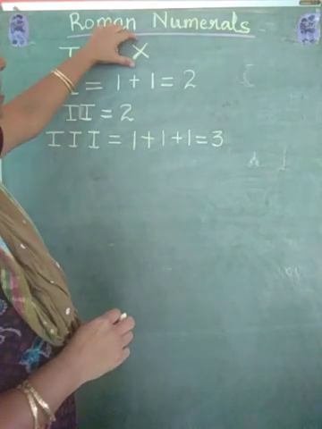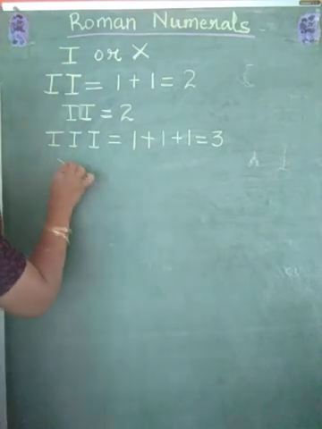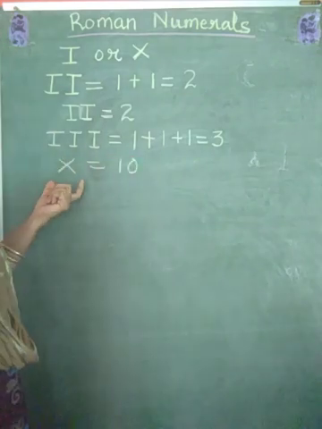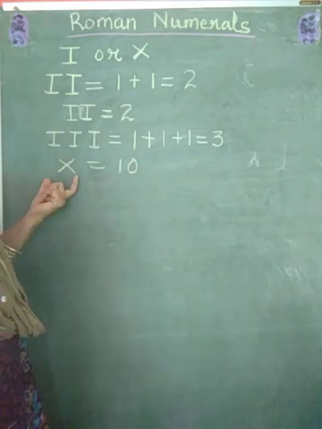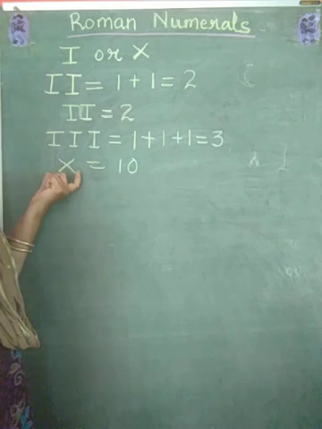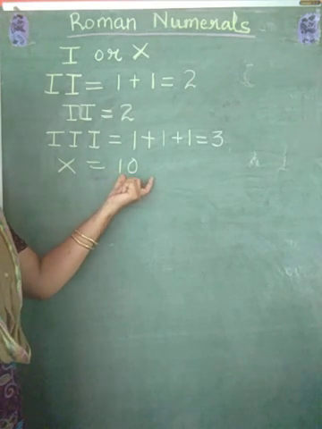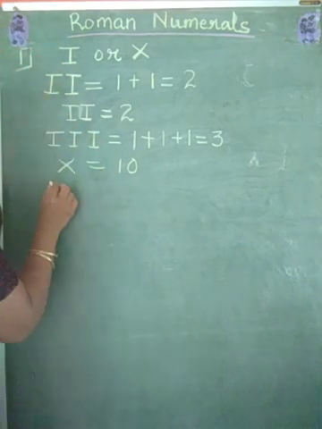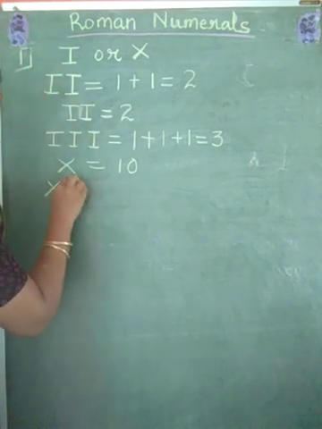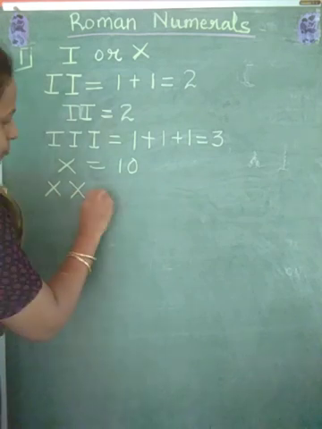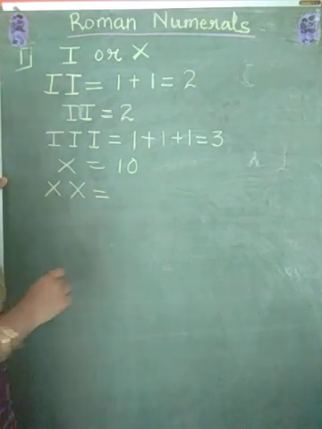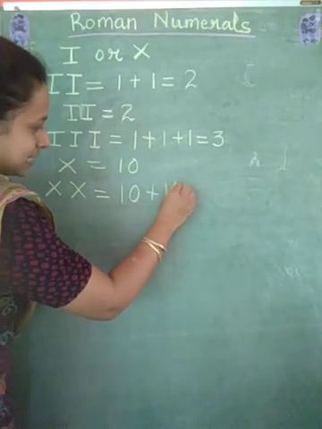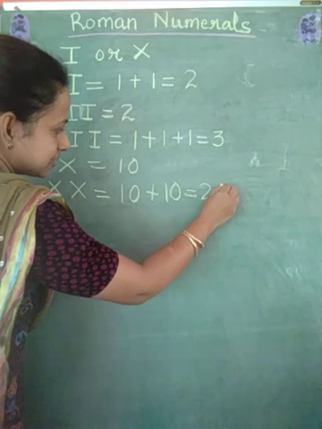Now let us see this symbol X. X is the symbol for number 10. The value of X is 10. So let us try to write, according to rule number 1, X 2 times: X X. So what will be the value after adding? Very good. It will be 10 plus 10 equal to 20.